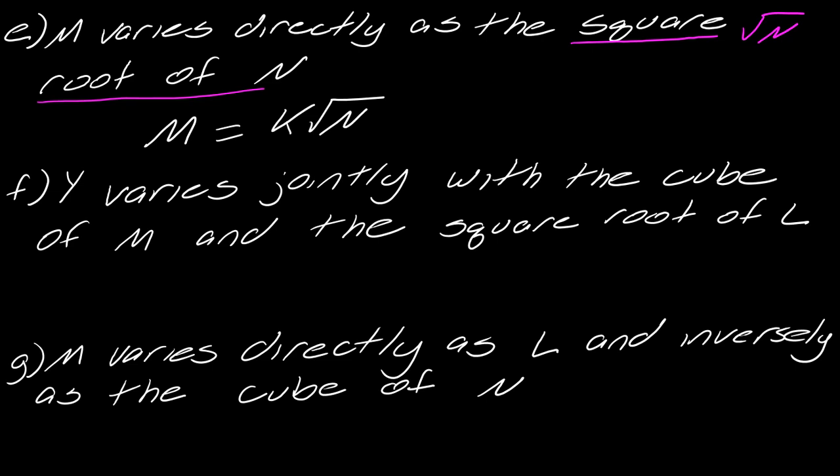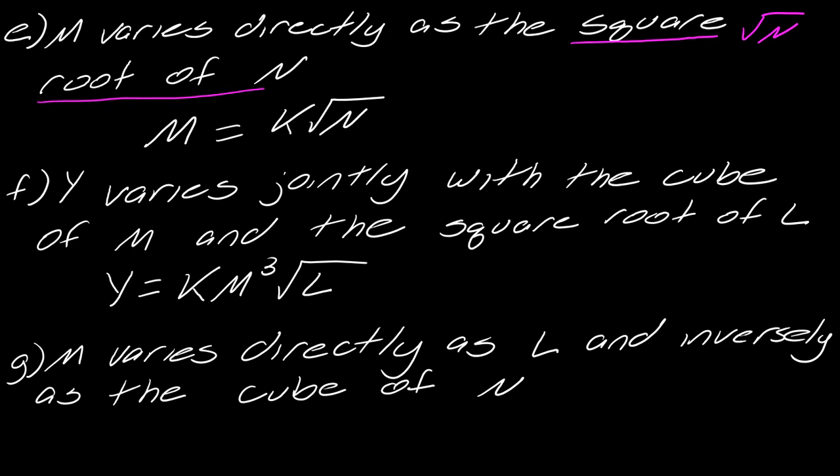Next one, Y varies jointly with the cube of M and the square root of L. So Y varies, so that's going to be my Y equals, so jointly, so that means I'm going to multiply two things now by K. So the cube of M, so that means M to the third, and the square root of L. So as you can see, you can make slightly more complicated expressions from how these are phrased.